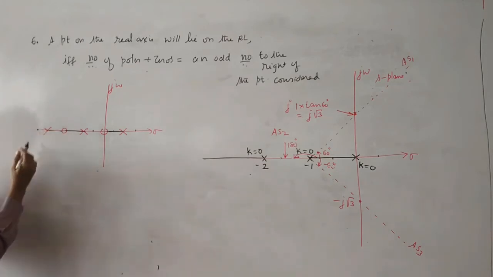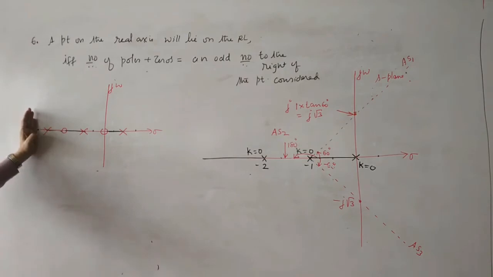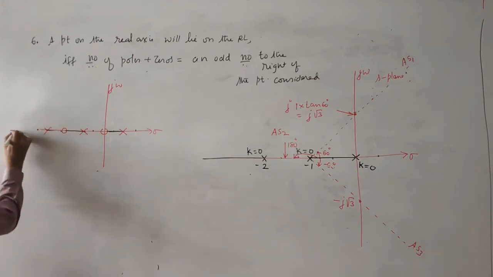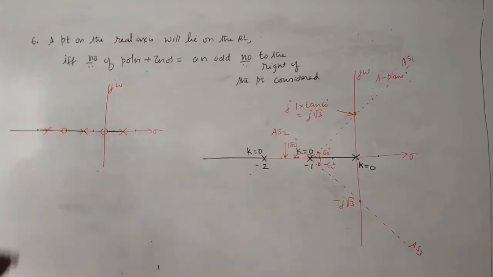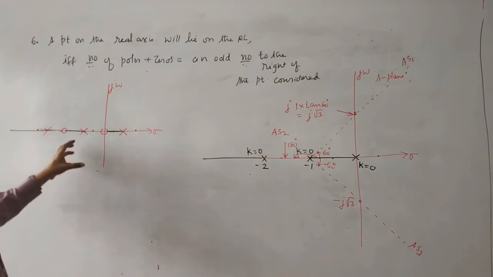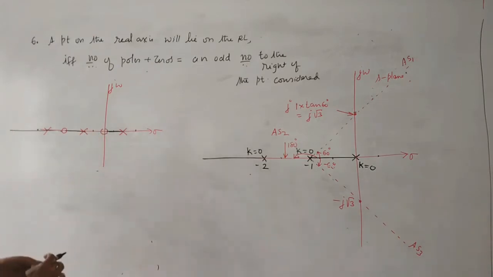Next, you take a point here. See to the right of my hand. How many poles are there? 3. How many zeros are there? 2. 3 plus 2, 5. Therefore, root locus lies to the left of this pole. This aspect is now, I hope, clearly understood.